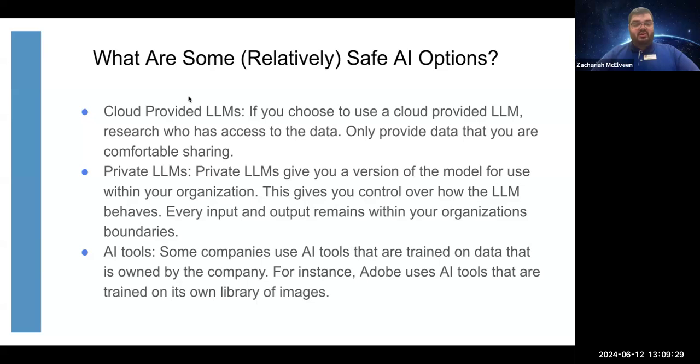Another option is called a private LLM. Private LLMs give you a version of a model that you can use within your organization. And this is going to give you control over how that language model or AI behaves. And every input that you put into it and that comes out of it is going to remain within your organization. So this is an excellent choice for a company or any organization that wants to keep a tight lid on their private information. A lot of times it might be a little bit more expensive, but depending on the size of your organization and how you want to use AI, this can be a good option.